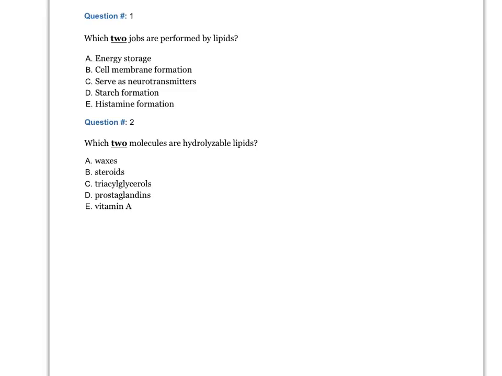Which two jobs are performed by lipids? The answers are energy storage. Triglycerides store energy, and they form cell membranes. Phospholipids do that. Okay. Starch formation is the role of carbohydrates. Histamine and neurotransmitters are associated with amines and amino acids.